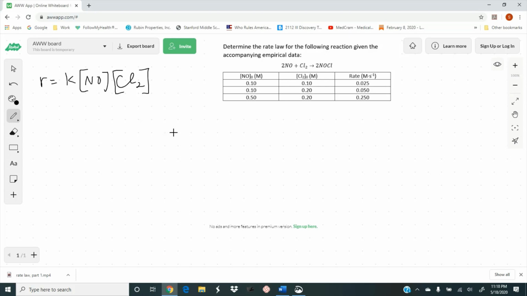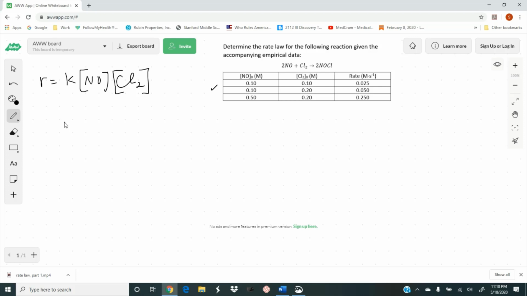All right, so let's use, I don't know, let's use the second one. It doesn't matter. You should get the same answer anyway because these come from the same equation. If you plug in the concentration of NO from the second equation, the concentration of Cl2 from the second equation, and the rate from the second equation, K should be the only unknown, and that will allow you to calculate what your K is.